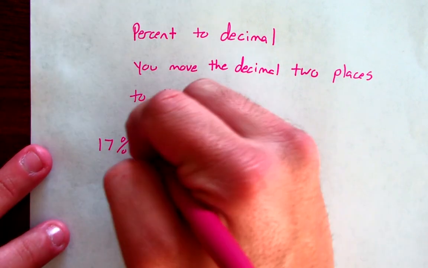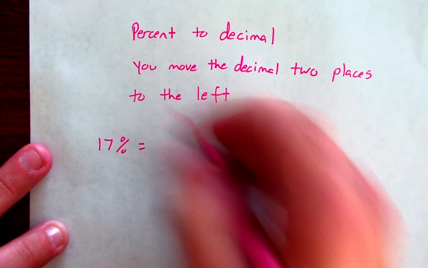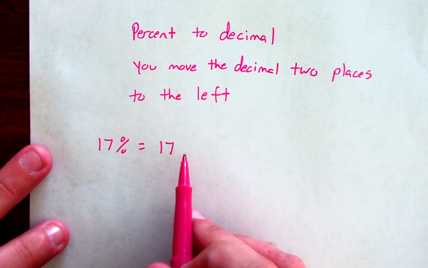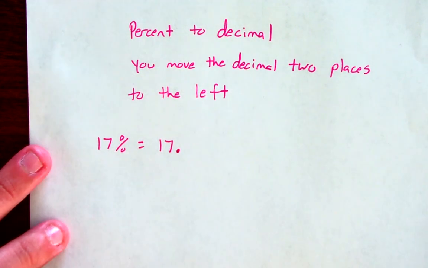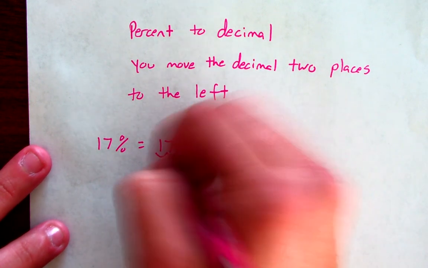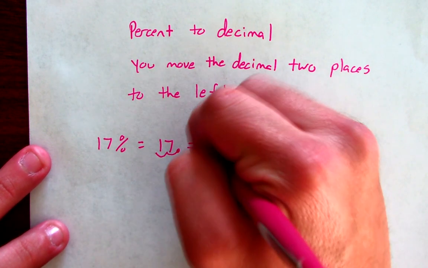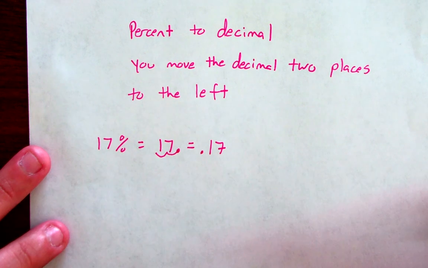The first step we have to do is to get rid of that percent sign. So now all we have is 17. We are like, Mr. Noland, there's no decimal here. I know there's not. It's a whole number. So if you have a whole number, put the decimal behind it. Whoa, now we have a decimal, don't we? Well, now move the decimal two places to the left. 1, 2. So 17% is the same as 0.17. Done. Bada bing, bada boom.